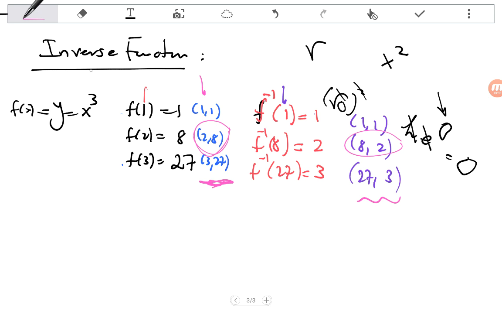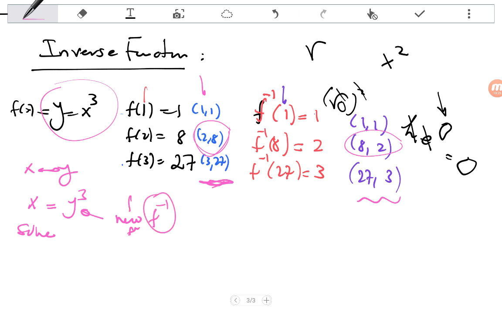The first step in how to find the inverse function is to interchange x and y. So if I need to find the inverse of this function, I interchange x and y. I say x is equal to y cubed. Then I solve for y. Now this is the new function, which is called the inverse.